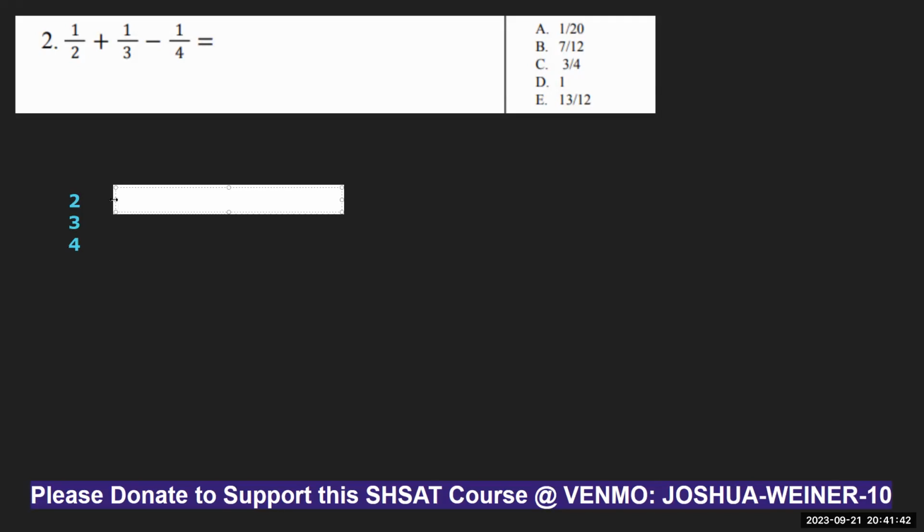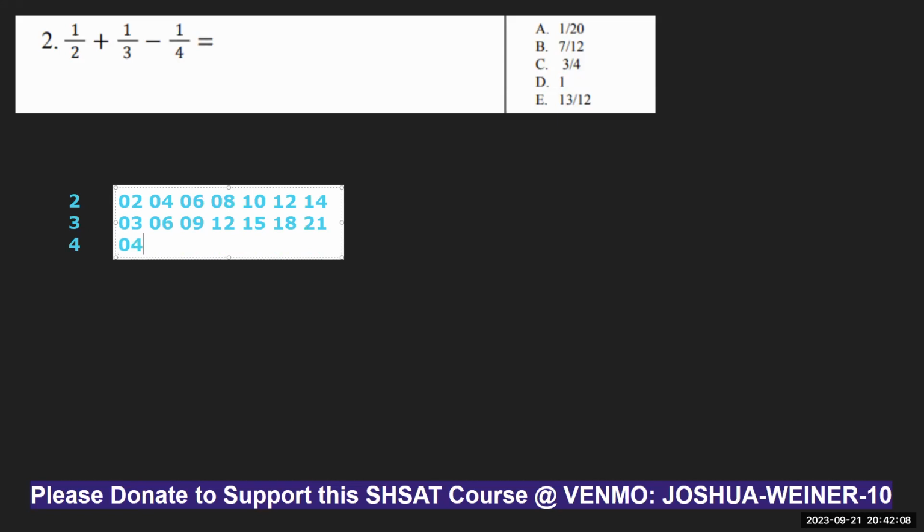We have 2, 3, and 4 as our denominators. So what I'm going to do is write out the 2 times table. 2, 4, 6, 8, 10, 12, 14. 3 times table. 3, 6, 9, 12, 15, 18, 21. 4 times table. 4, 8, 12, 16, 20, 24, and so on.